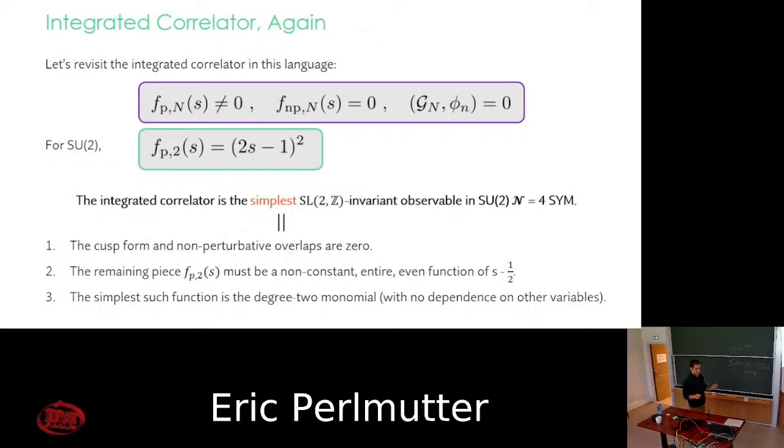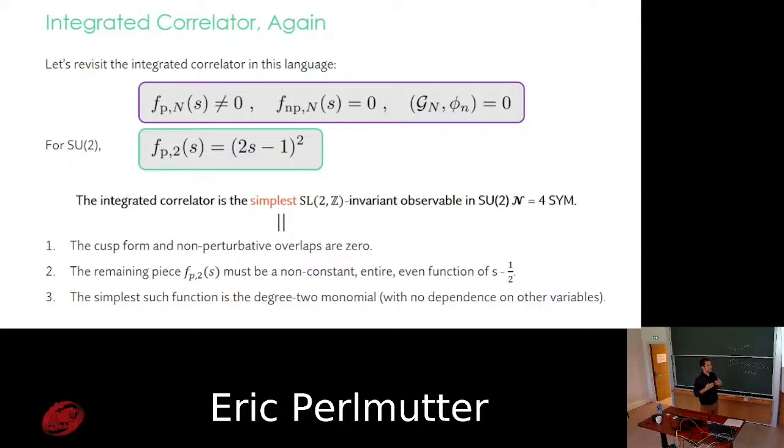So now to, again, contextualize this, let's revisit the integrated correlator in this language. As Ricardo observed before, the cusp form overlap is zero. The non-perturbative piece of the overlap is also zero. And the perturbative piece is non-zero, of course. For SU(2), it's simply (2s minus 1) squared. And this is the simplest thing you can have in an SL2Z invariant perturbation theory in SU(2) N=4 super Yang-Mills.